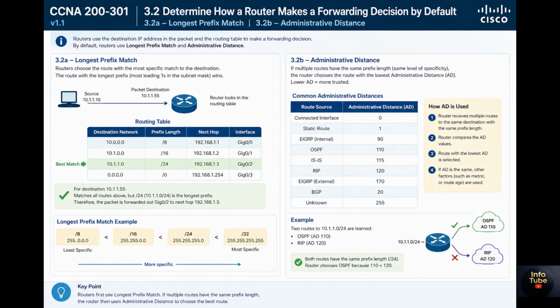Now that we understand what is inside the routing table, we need to look at the brain of the router. Objective 3.2 is all about the decision-making process. When a packet arrives, how does the router choose the winner among many different possible paths? It follows a very specific three-step logic. Think of this as a filter system. The router starts with the most specific rule and works its way down to the general ones.